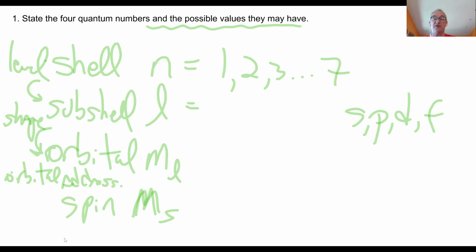And this is where it gets confusing, because I think people get confused between the shell and the subshell. The shell starts at 1. It goes 1, 2, 3, 4, 5, 6, 7. The subshell doesn't, though. What's the first number in the subshell? So l has 4 values that are associated with S, P, D, and F. So l can have 4 different values. What's the first one?